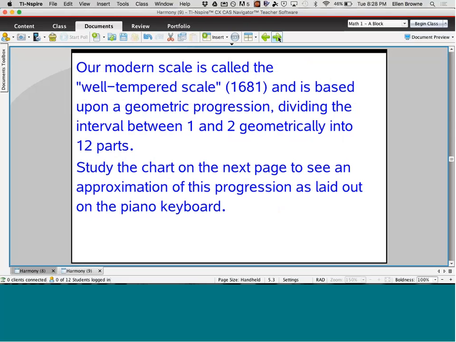How could we build up a scale? Suppose we think of a scale as we do today as, well, just the white keys as 8 notes. Add the black keys and you've got 12 notes before you repeat the progression. Our modern scale was developed in the 1600s, 1681. It's called a well-tempered scale. And that's because the gap between each of the tones is a geometric progression that's built from the 12th root of 2. Let's have a look at the chart on the next page.